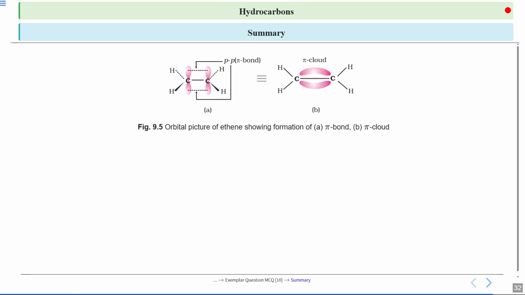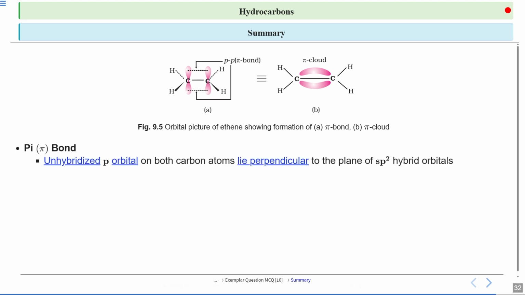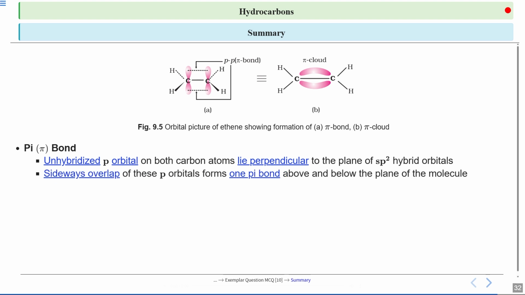What about the pi bond? How is it formed? The pi bond is formed by the side-on overlap of the pure p orbitals, right? They are parallel to each other and lie perpendicular to the plane of the sp2 hybrid orbitals, and this is what makes their side-on overlap possible. The side-on overlap creates the pi electron cloud above and below the sigma bond.